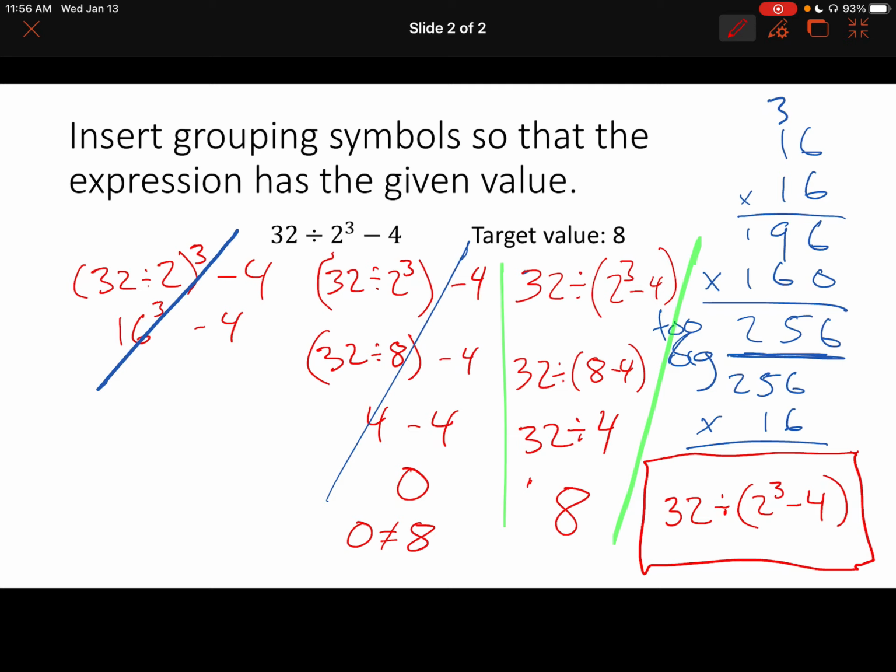So I really like these. They're kind of fun. They're like a puzzle. A bit on the mathy side, but nonetheless, it's still a fun mental math puzzle to do, finding where to put symbols in to change the value or obtain a certain target value.